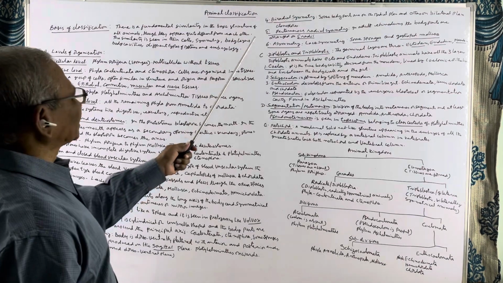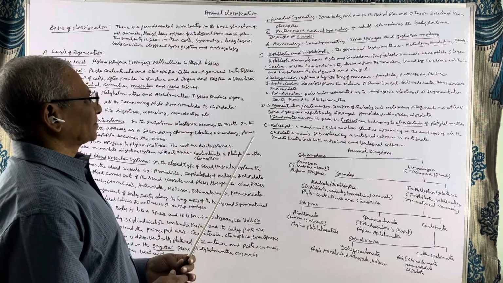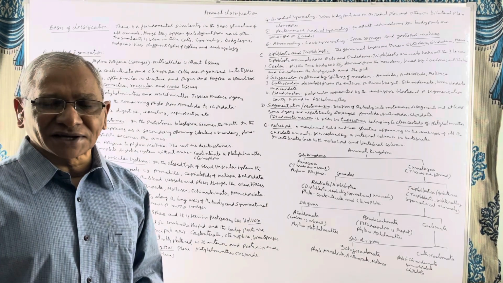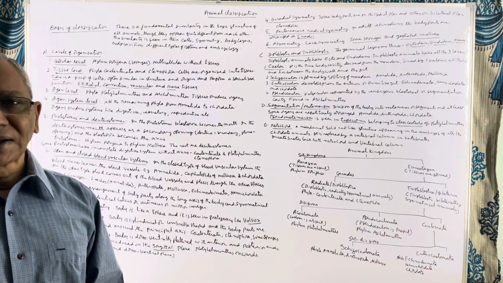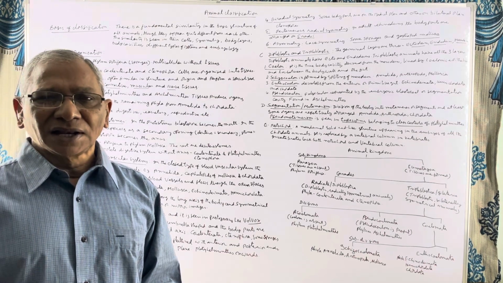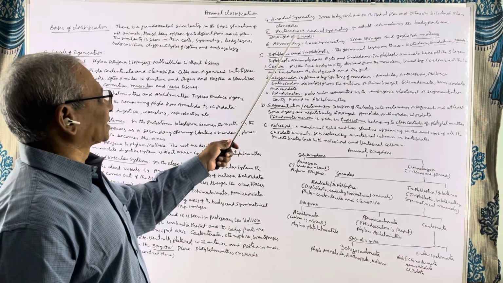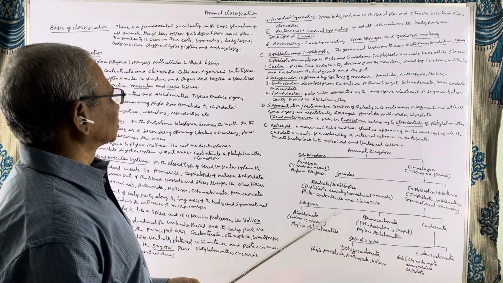Then coming to the next system, biradial symmetry. In the case of biradial symmetry, some body parts are arranged on a radial plan and others are arranged on a bilateral plan. And this type of symmetry is seen in ctenophores.